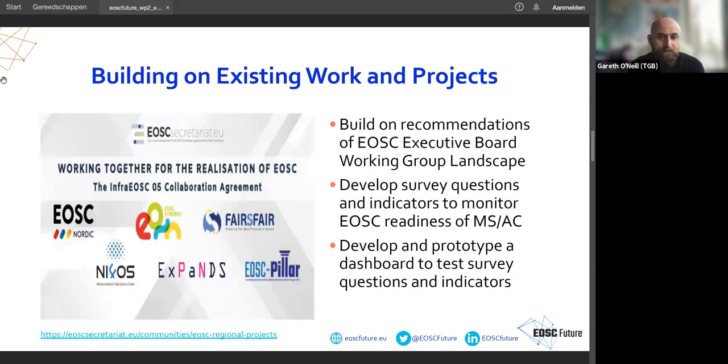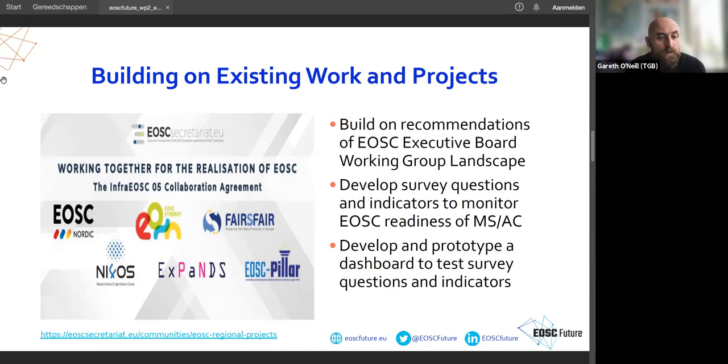Now, we're not doing this in a vacuum. We're basically building on work that's already been done from existing projects and initiatives. So we're building on the EOSC Executive Board, even more specifically on the working group Landscape, which was looking at how to monitor EOSC readiness and had proposed possible indicators to do that. This was then taken over by the EOSC 05 projects. So they had a specific task force of the projects called the Task Force Landscaping, who had taken the work from the EOSC Executive Board Working Group Landscape and taken that further. And they came forward with indicators for monitoring EOSC readiness.